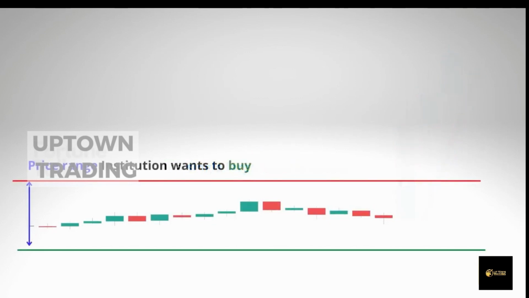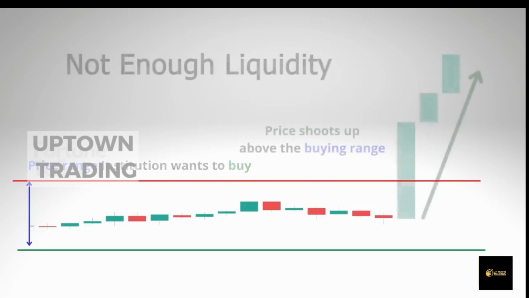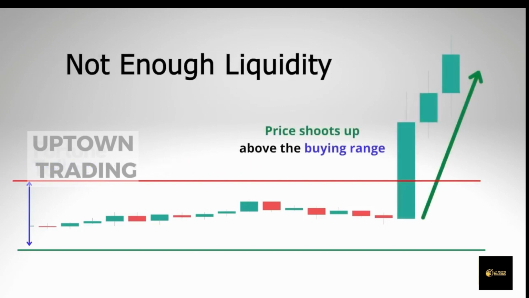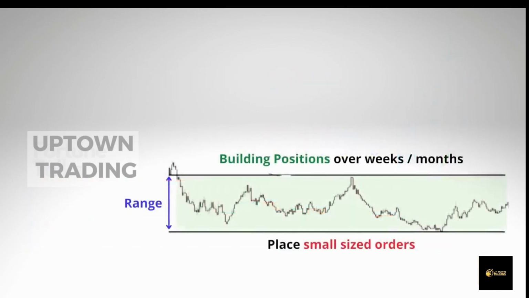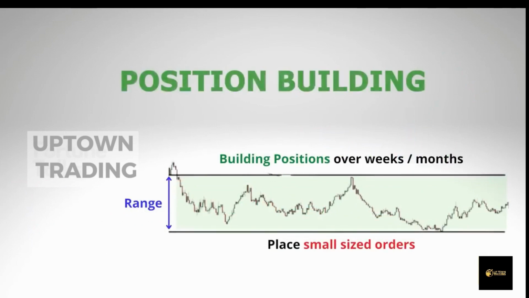They will be able to purchase the stock at a specific price only if there is enough liquidity in the stock. Else, the orders will be matched at higher prices, which will in turn reduce the profitability of the institution. But they will not allow this to happen. So instead of placing a bulk order, the institution places small orders secretly. And this is called position building. In short, we can conclude that during the accumulation phase, the institutions are building up the position slowly and silently.